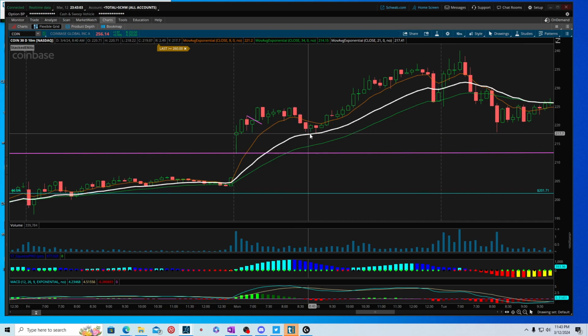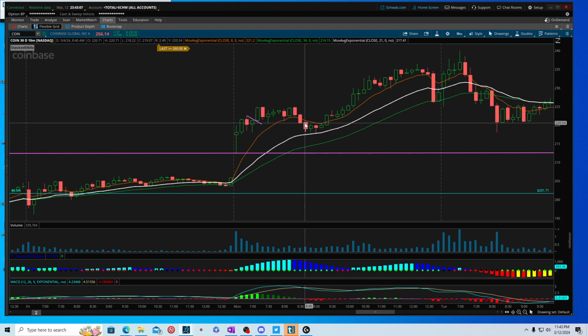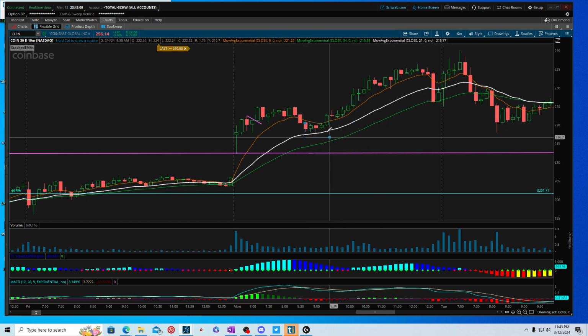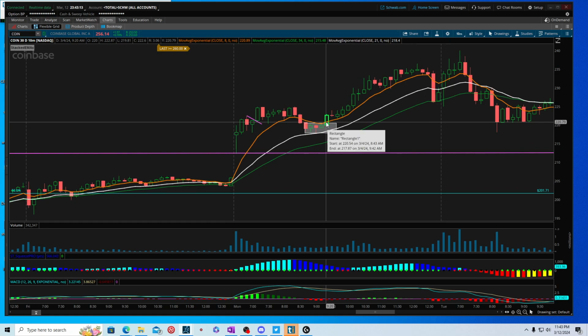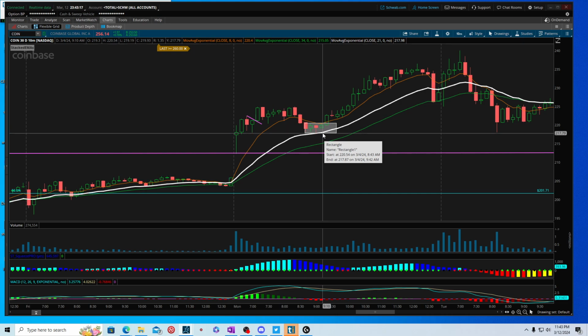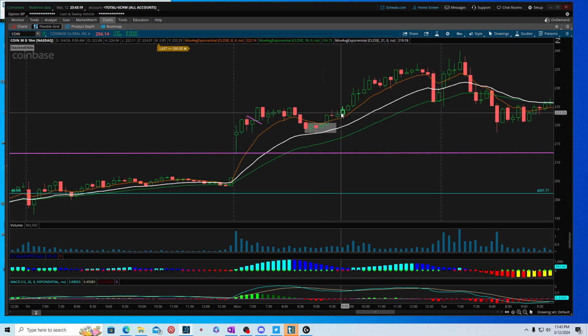Now we have the first pullback to the 10-minute 21. Do I love the 10-minute 21? Yes. Do I love it better when it makes a range like this, right on it? You bet your ass I do. Because now what? As soon as it breaks out again, guess what? I'm long. I'm long at 221 again with my stop at 218. $3. 1, 2, 3, 4, 5.